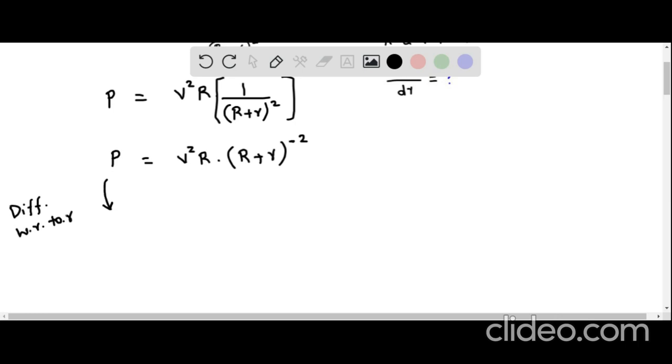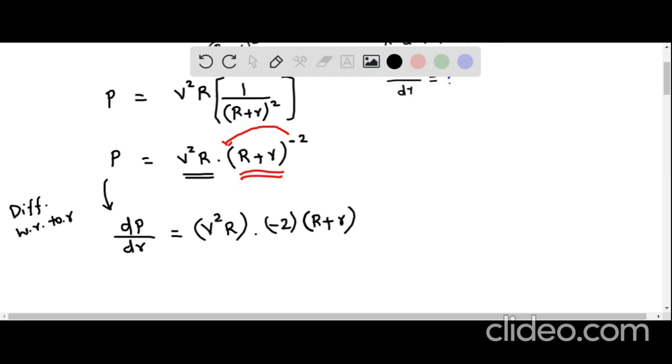So when we differentiate p with respect to the lowercase r, we get dp over dr, and this equals, as we know that v and R are constant, so we apply the constant multiple rule. These two will remain as they are because they are constant, and we just have to differentiate only this term, the capital R plus r to the power of minus 2. So here we can apply the power rule. When we apply the power rule, the power comes in front, so I'm going to put the power negative 2, and then times (R plus r) raised to the power of minus 2 minus 1.